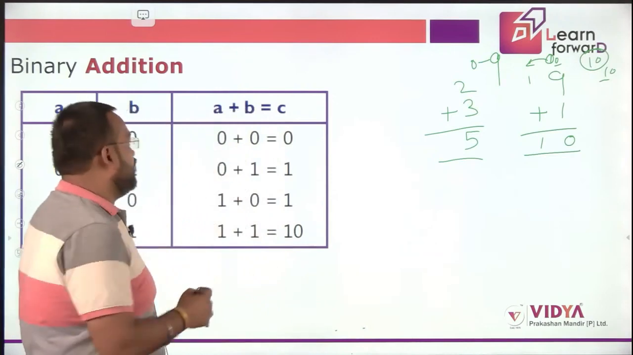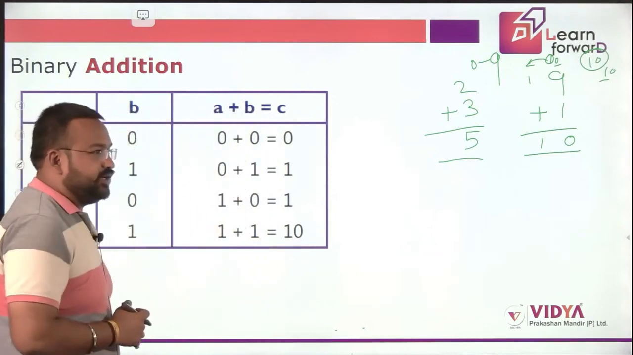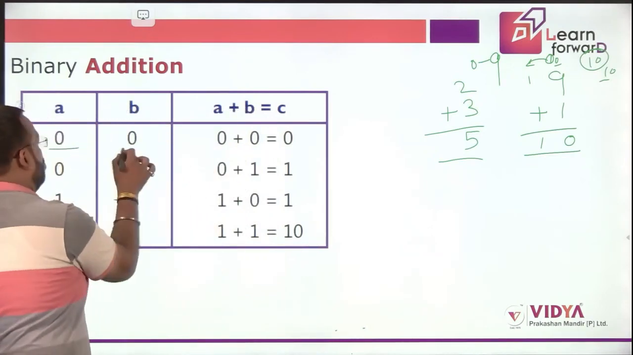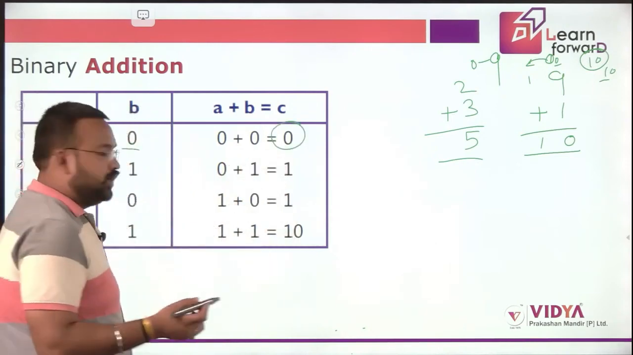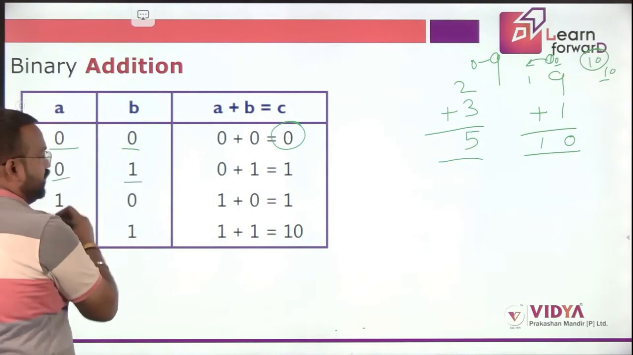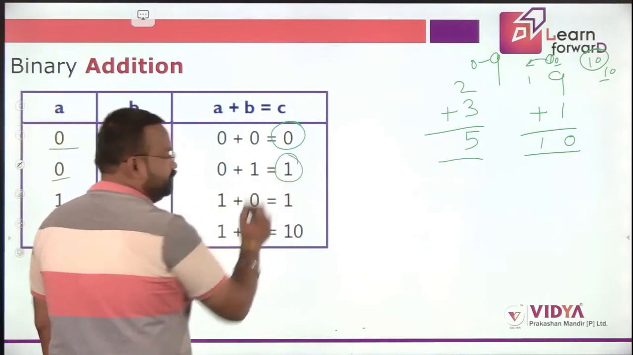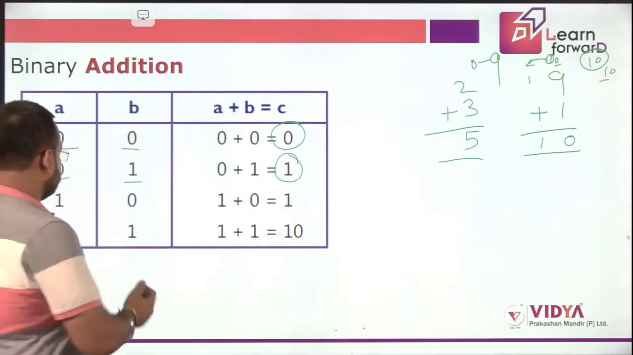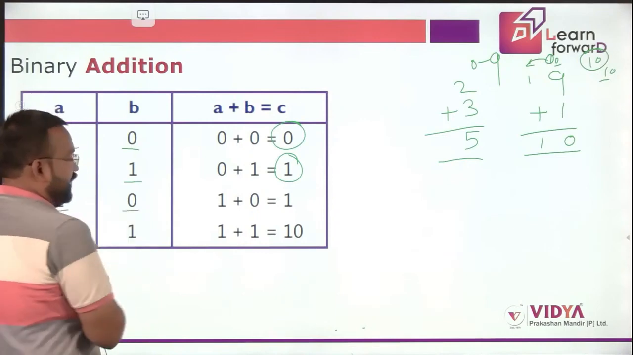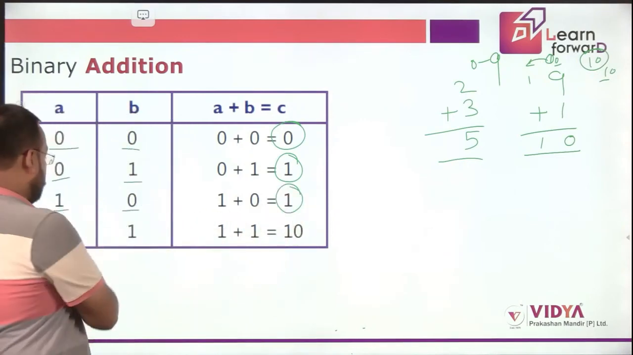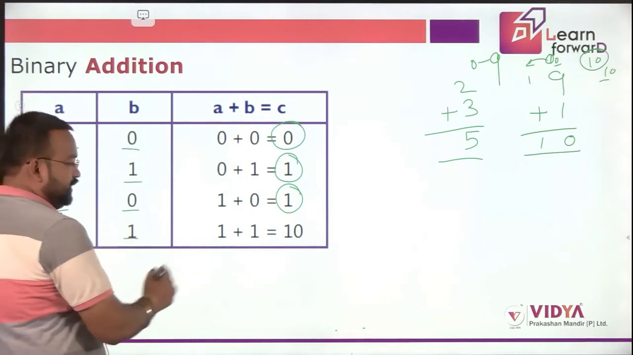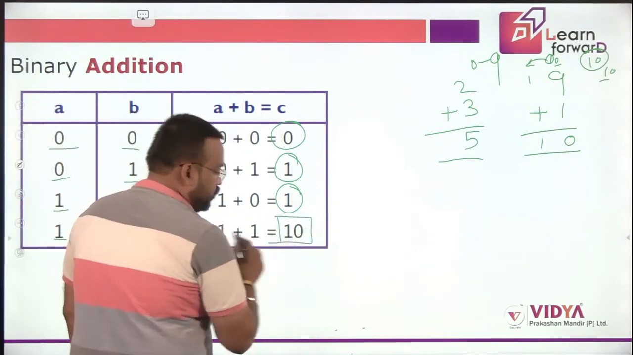Similarly when we do binary addition, when we add 0 and 0, it becomes 0, which is normal. When we add 0 and 1, that means 0 plus 1 becomes 1. When we add 1 and 0, that becomes again simple 1. But when we add 1 and 1, then it becomes 1 0.